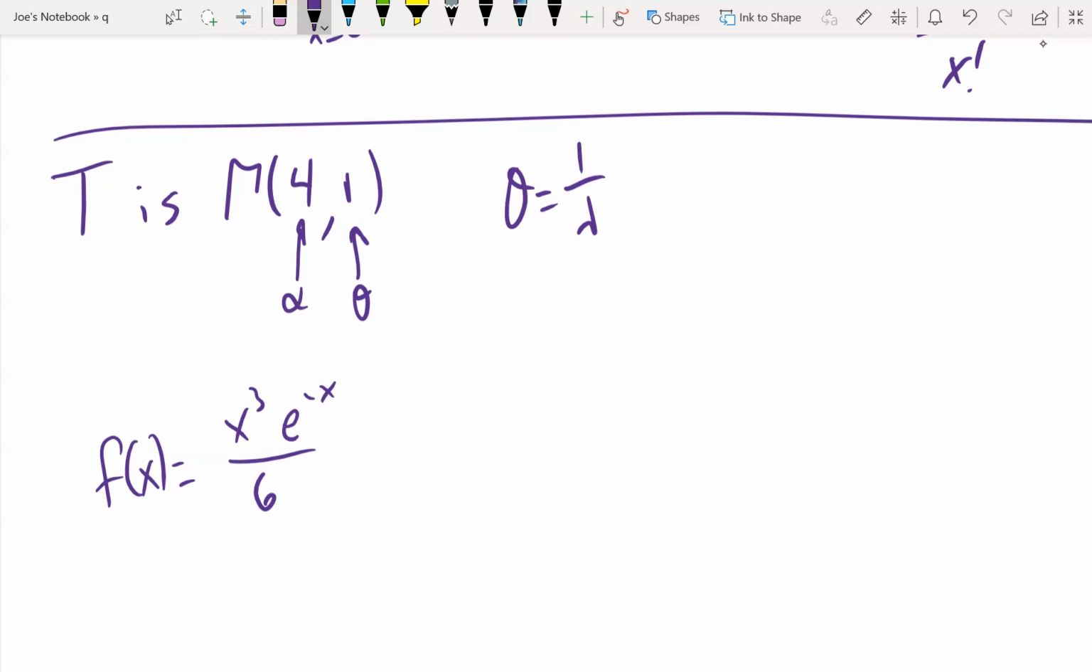And then the last part asks for the probability that T is less than 2. So what would you do to attack that if you were doing it by hand? Integrate it from 0 to 2. This is part C. Yep.